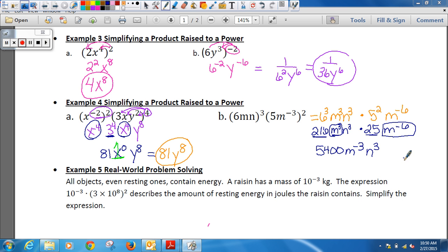I'm not done here because I have a negative exponent. So remember to move the part with just the negative exponent. I move it, lose it. So the 5,400 and the n cubed stay in the numerator because neither of those have a negative exponent. M to the negative 3rd, I'm going to move it and lose it. So my final answer is 5,400 n cubed over m cubed.